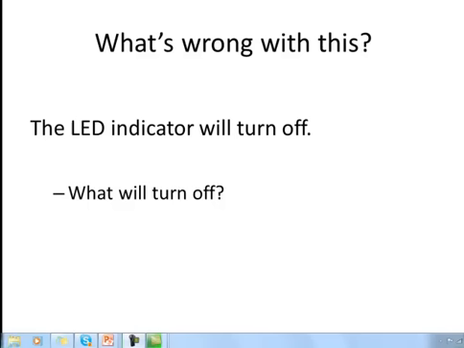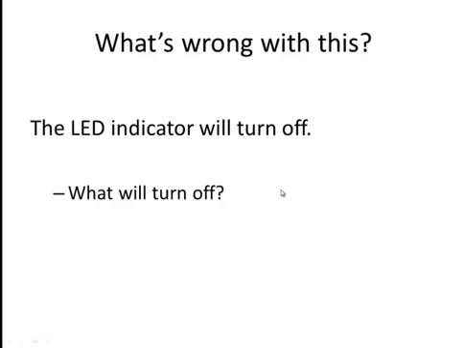So let's have a look at another one. Have a look at this and tell me what you think is wrong. Just switch me off for a minute. Okay, so here we've got something a little bit similar to what we had before. I can answer this question. What will turn off the LED indicator? It doesn't mean I understand what an LED indicator is. So here I'm looking at the turning off, really.